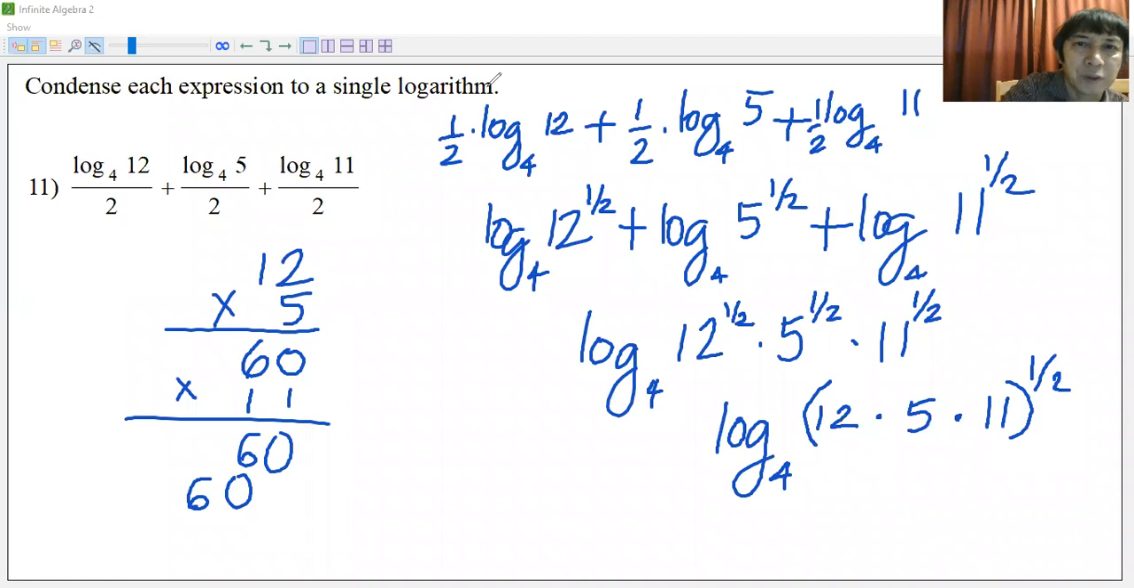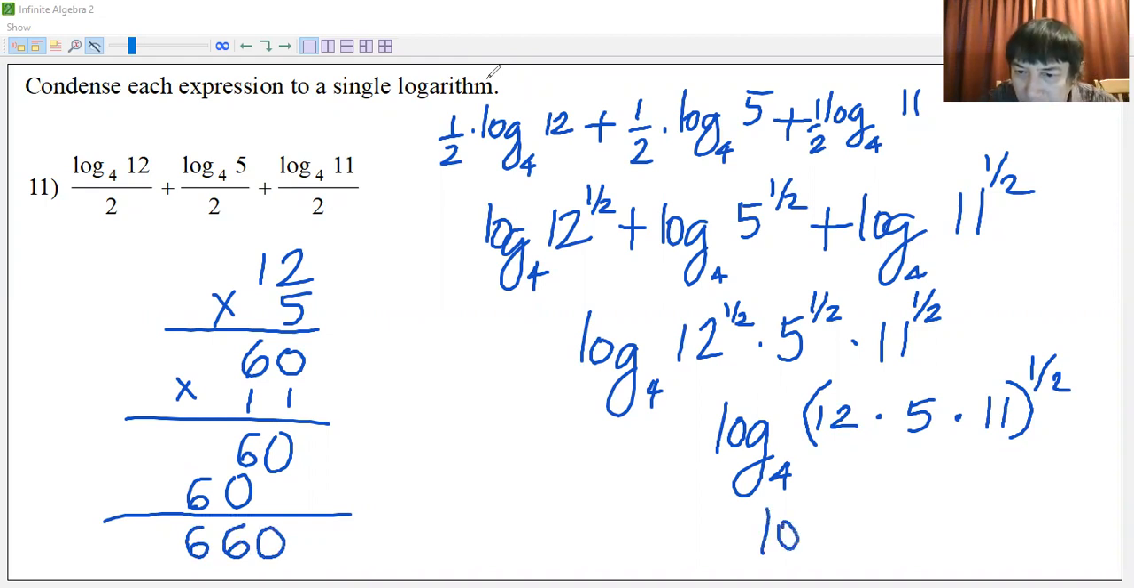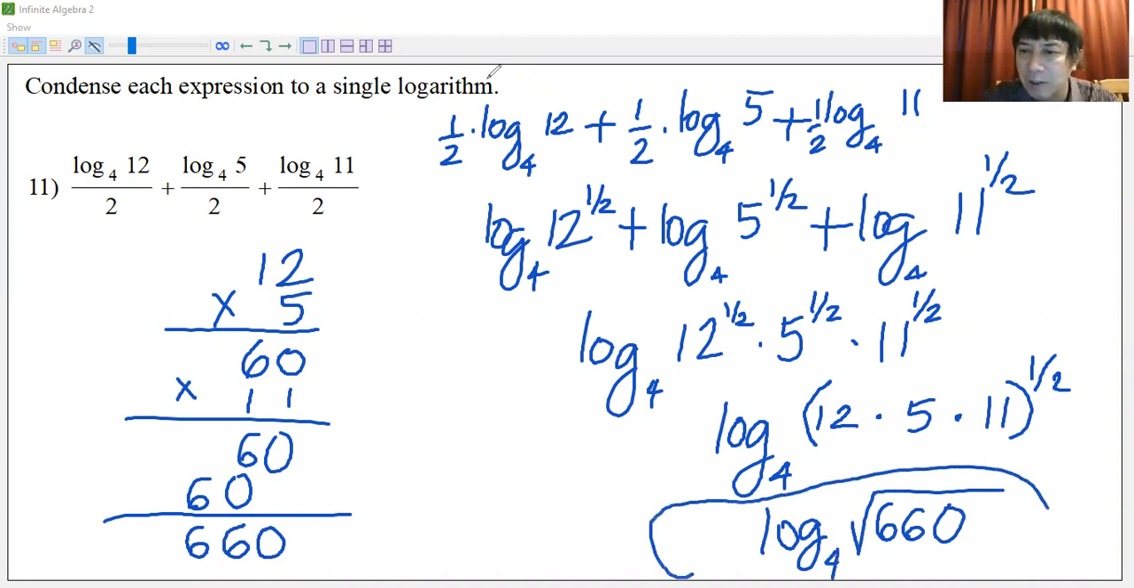That will be something like 660 there. So we can write this logarithm of 660, okay, raised to 1/2 is square root. That means we can write it this way. Okay, and this will be base 4. There, and that's the answer. There. Okay, so that is logarithm of the square root of 660 base 4.